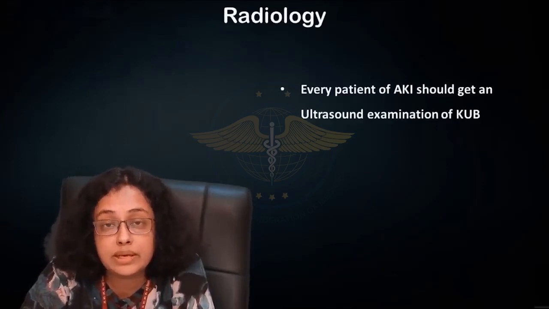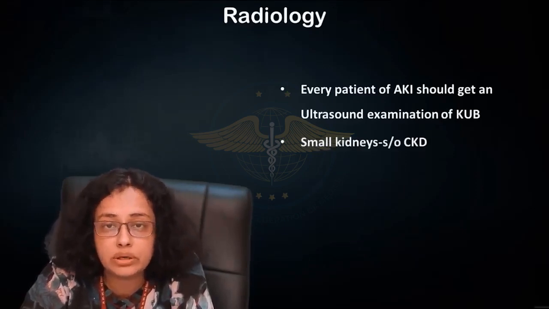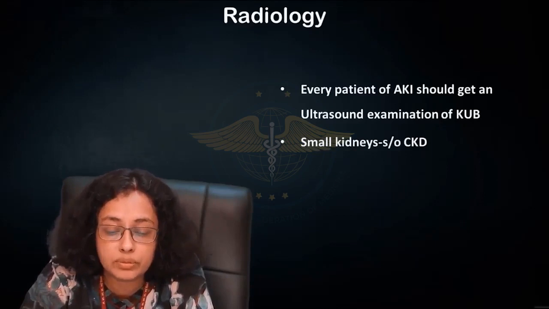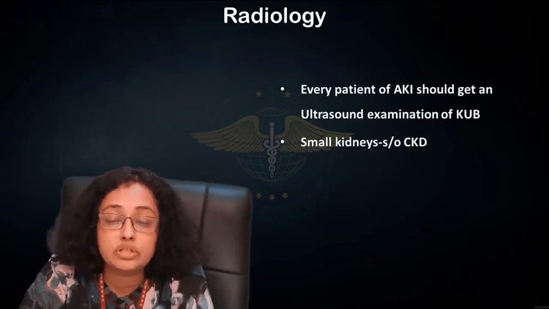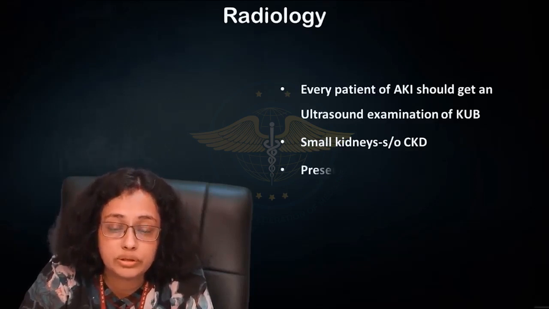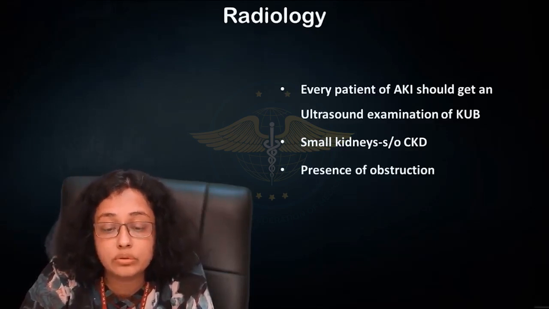If we don't have a baseline creatinine, the presence of small kidneys would suggest a pre-existing chronic kidney disease with an acute insult superimposed. And of course, an ultrasound helps us very much in ruling out obstructive disease, though we should remember that bilateral hydronephrosis may be absent in patients with acute obstruction.